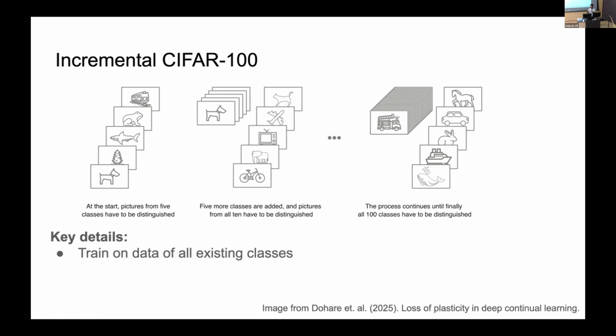We train on data for all existing classes. So for example, when we are on these 10 classes, we're training on the data of all 10 classes, not just the 5 classes. So this isolates the problem of forgetting, and we can just focus on whether our system can keep learning.